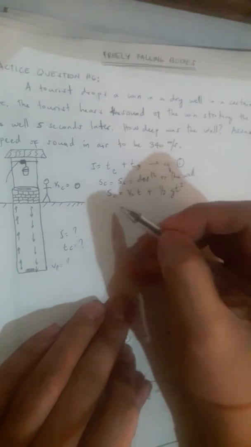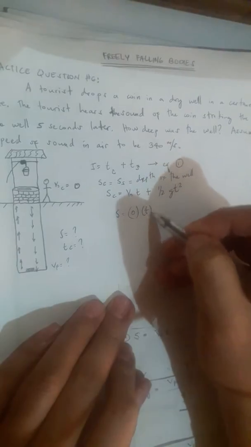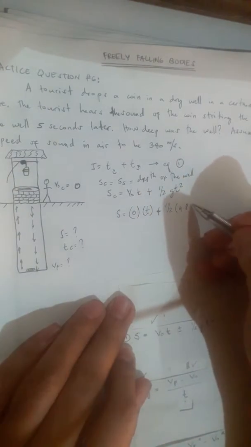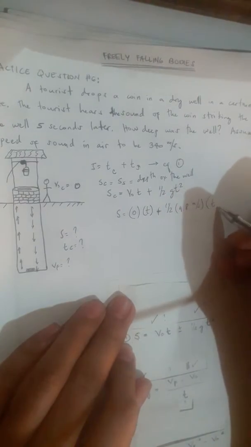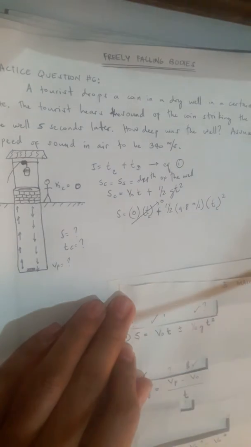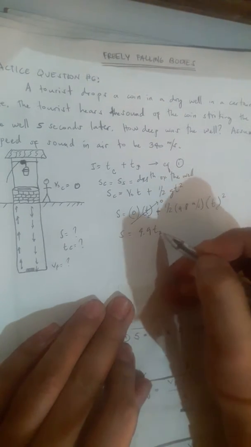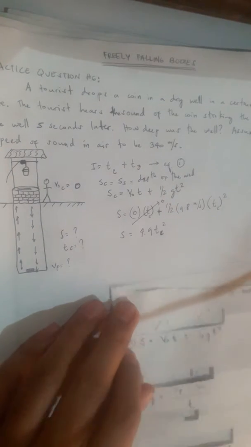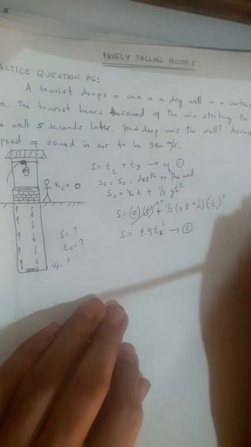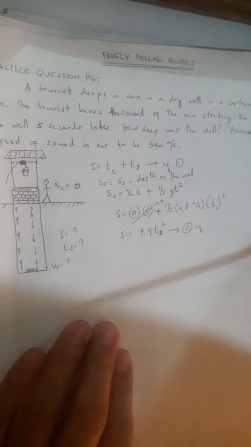Okay. So, let's substitute. S equals V0 is 0 times the time, plus 1/2 times 9.8 meters per second squared, times the time of the coin squared. 0 times TC, 0. So the S is actually equal to 1/2 times 9.8, that's 4.9, time of the coin squared. Okay. Dalawa yung unknown. This will be our equation 2.